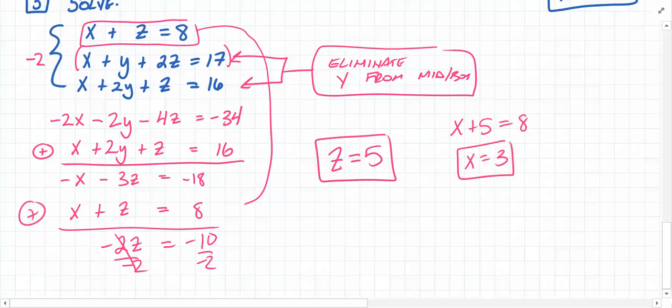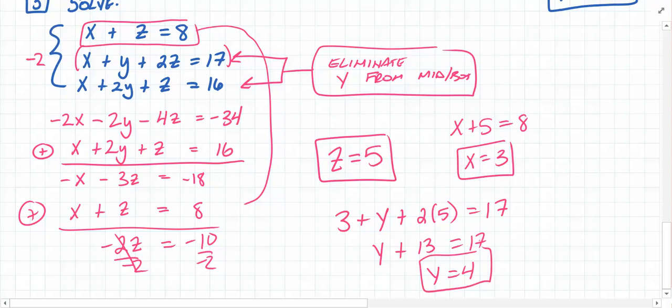And I got that from the top equation. So now all I need is the y. So I think I'll use the middle equation, since that one already has a y in there. So x is worth 3, so I'm going to have 3 plus y plus 2 times 5 has to be 17. That's from the middle equation. So looks like y plus 10 and 3 is 13 has to equal 17. Well, y's got to be 4.